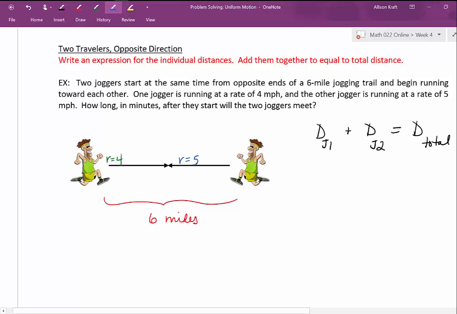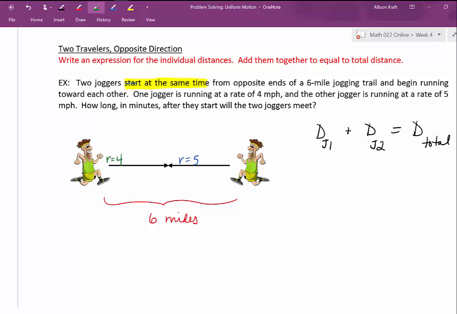It doesn't say anything explicit about the time, but we know we need time to be able to write our distance expression. Notice it says that the joggers start at the same time. If they start jogging at the same time, and they run towards each other, they're naturally going to stop when they meet each other. So they're starting at the same time and stopping at the same time.